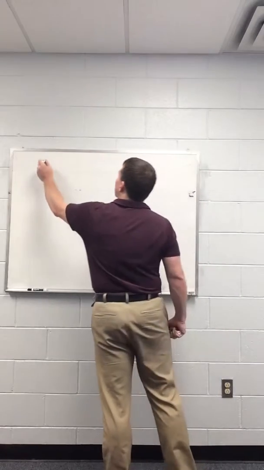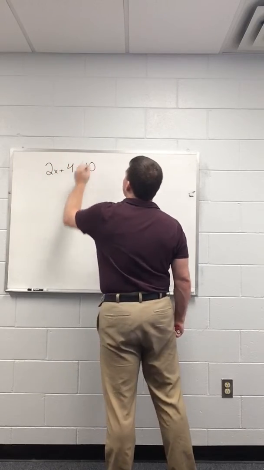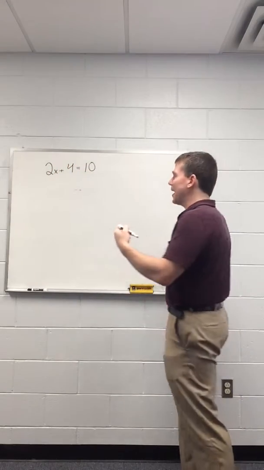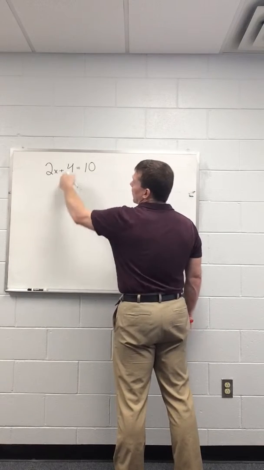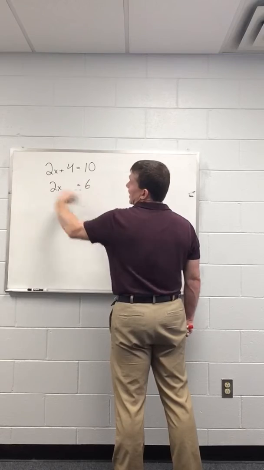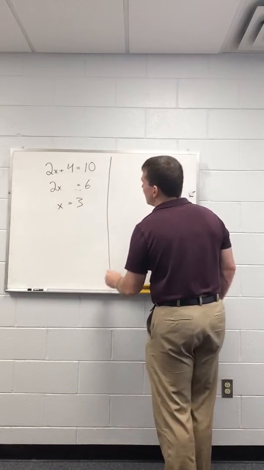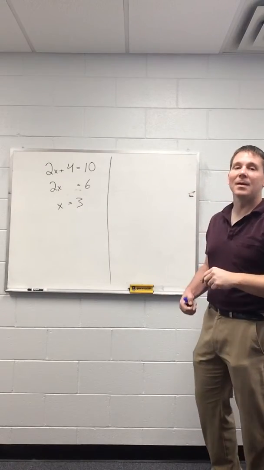So to start, suppose we have 2x plus 4 equals 10. I know you all know how to solve that, but really quickly, algebraically, what do I do? I subtract the 4, so I get 2x equals 6. Then I divide by 2, and I get x equals 3. All of you can do that, that's not a big deal.